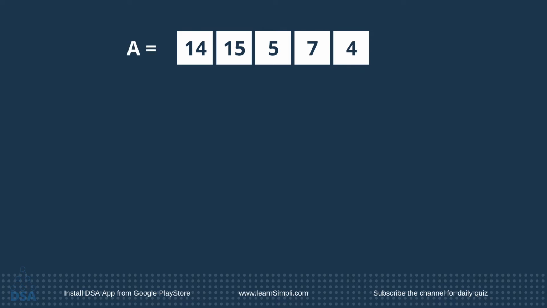And as you already know, array index starts from 0. So here we go: 0, 1, 2, 3 and 4. Number of elements in the array are 1, 2, 3, 4 and 5. Therefore, n is equal to 5. Now we will see how sorting works.